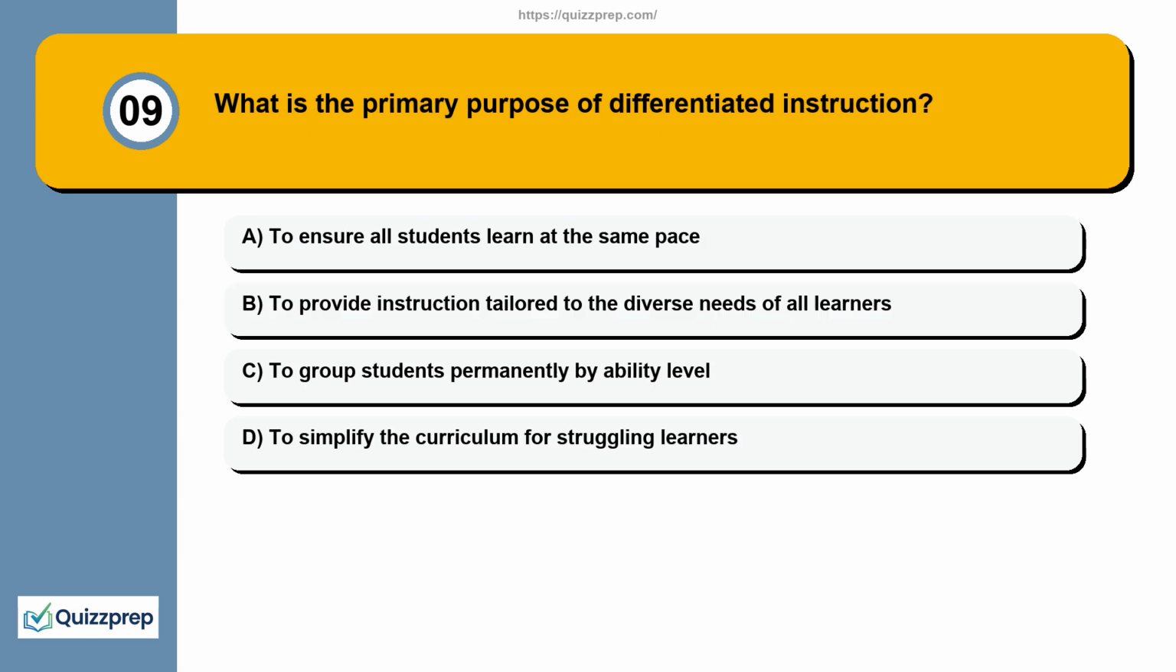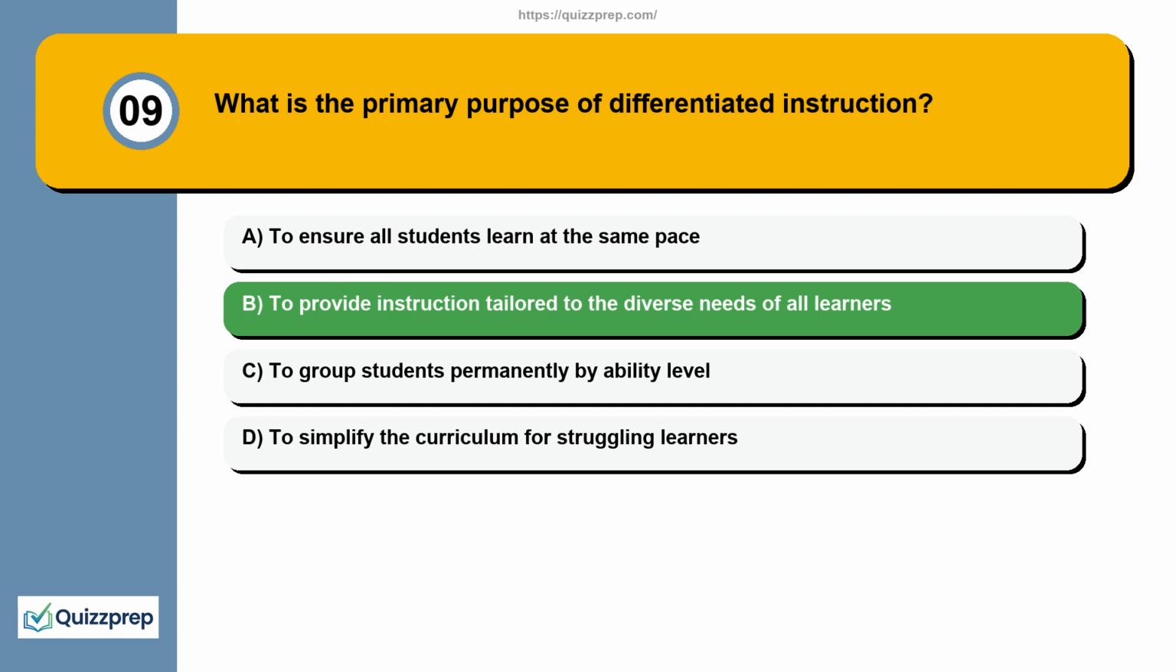Question 9. What is the primary purpose of differentiated instruction? Here are your options. Option A. To ensure all students learn at the same pace. Option B. To provide instruction tailored to the diverse needs of all learners. Option C. To group students permanently by ability level. Option D. To simplify the curriculum for struggling learners. The correct answer is option B.